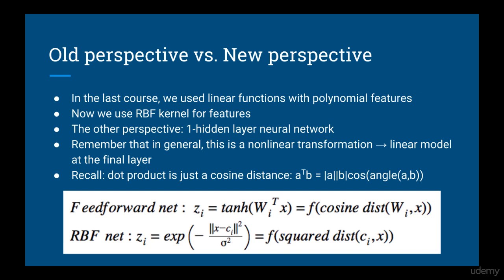An even closer connection can be made if we recognize that a dot product is actually the cosine distance as well. In both cases, we first calculate some kind of distance between the parameter and the input, and then we apply a nonlinear function on top of that. This gives us the value at one hidden unit. It's an interesting connection, but that's as far as it goes.